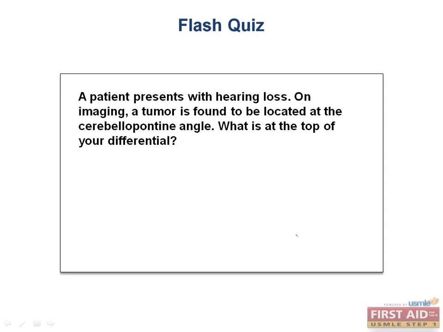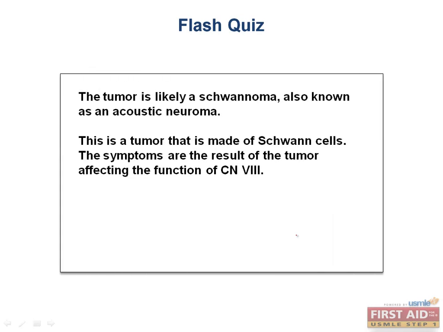Alright, time for another flash quiz. A patient presents with hearing loss. On imaging, a tumor is found to be located at the cerebellopontine angle. What is at the top of your differential? The tumor is likely a schwannoma, also known as an acoustic neuroma. Now, as we said, this is a tumor made up of Schwann cells, and all the symptoms that you should see are the result of tumor impingement on the 8th cranial nerve.